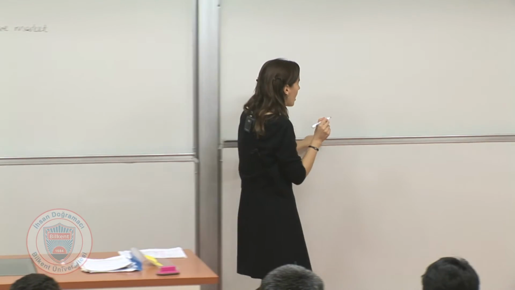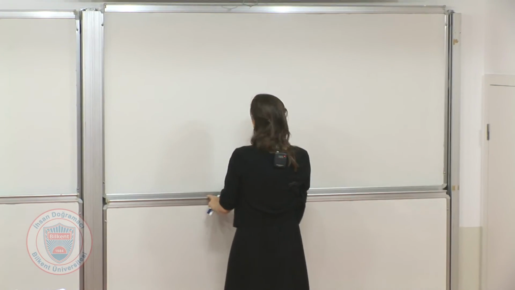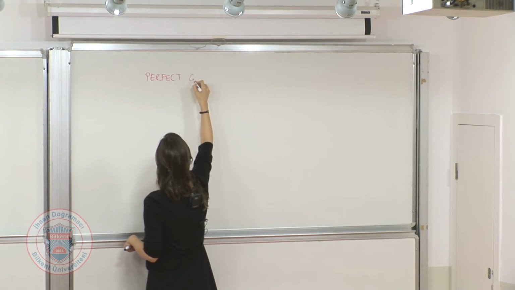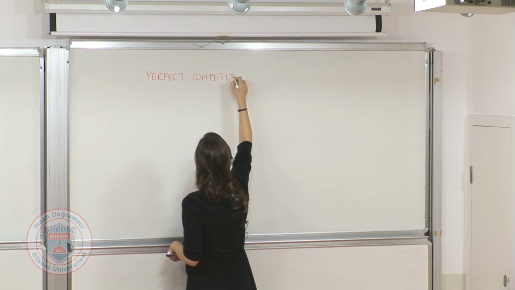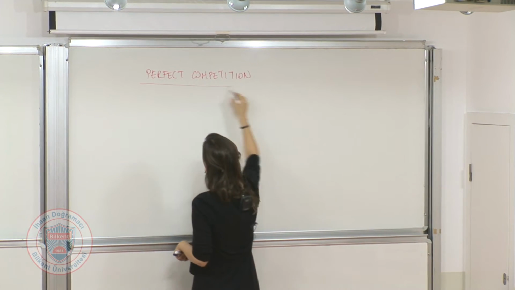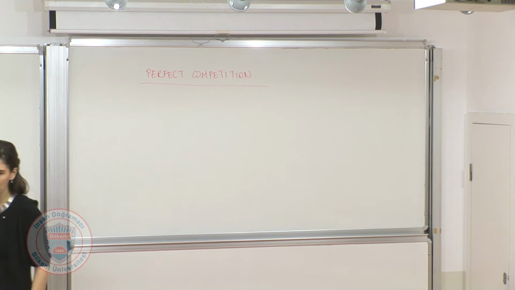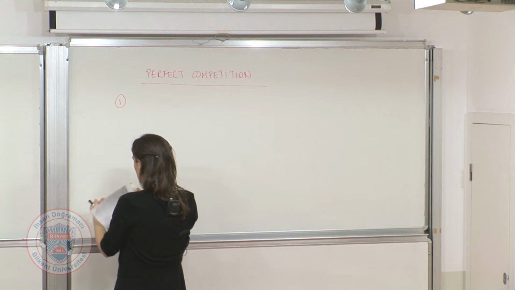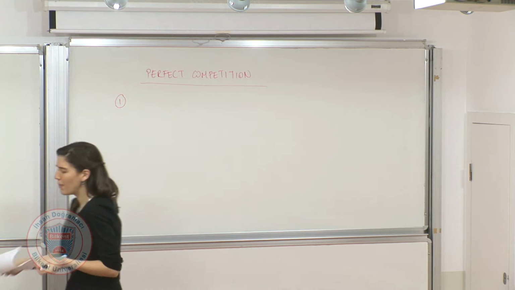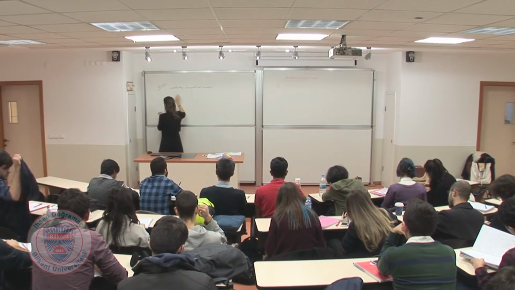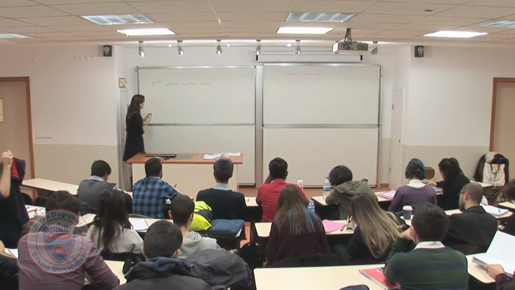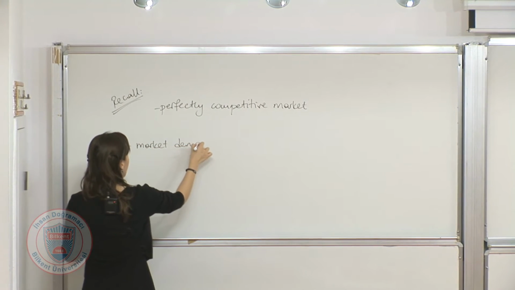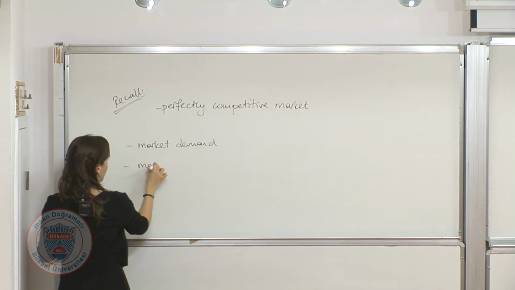So before we start, let me write down the characteristics of a perfectly competitive market, okay? So, perfect competition. Now let me write down the assumptions. Remember, we started dealing with the perfectly competitive market, and we learned about the market demand, and we learned about the market supply, okay?